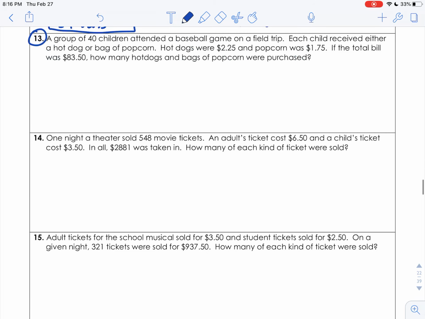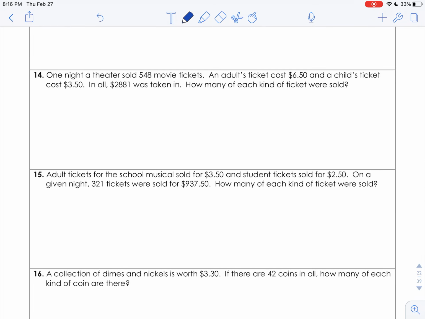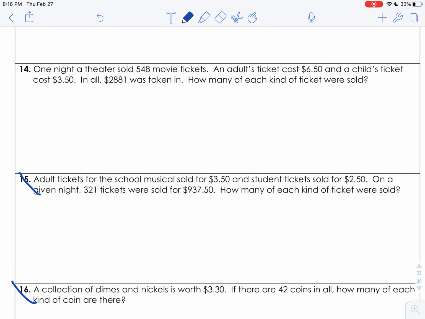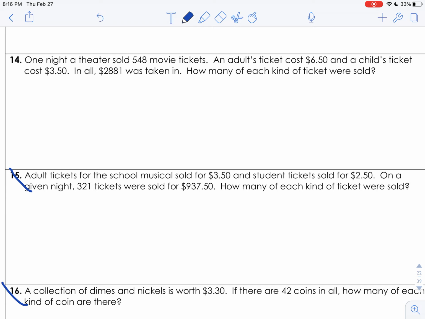Okay, let's see. Let's try number 14 and we'll skip 15, 16. So on one night a theater sold 548 movie tickets. An adult's ticket cost $6.50 and a child's ticket cost $3.50, and then that's how much was taken in.